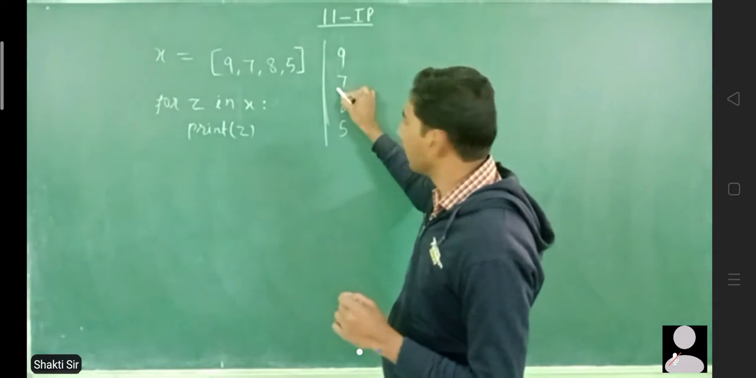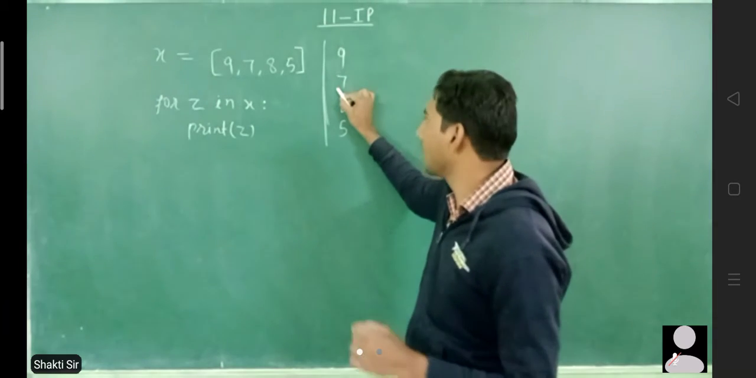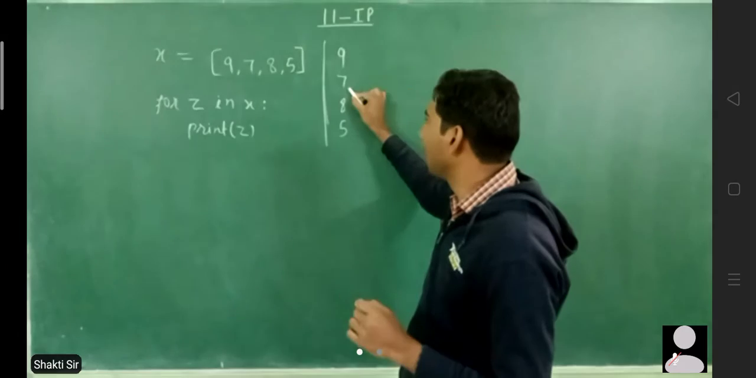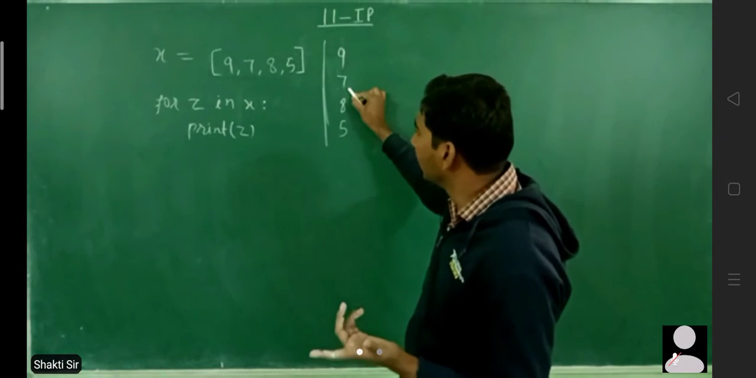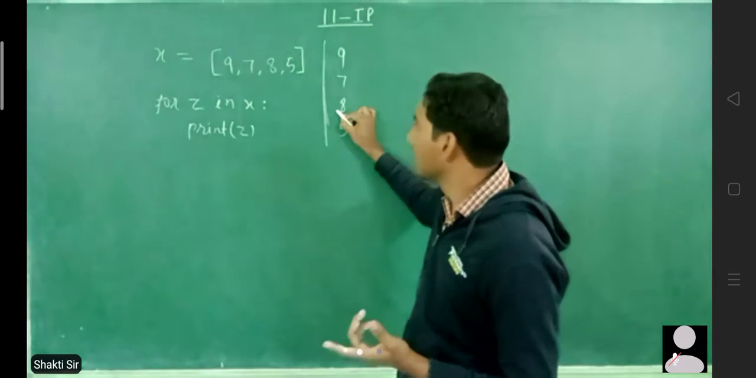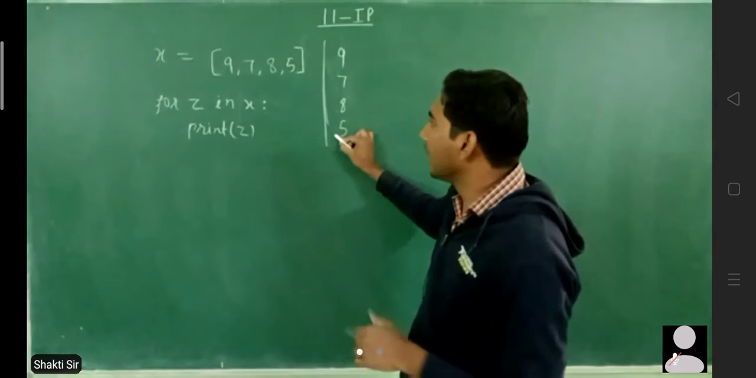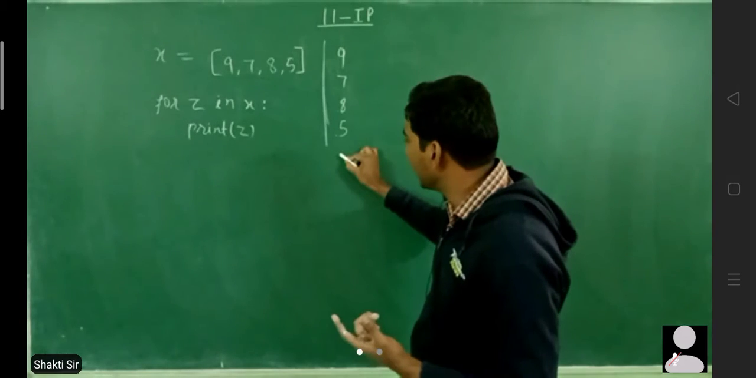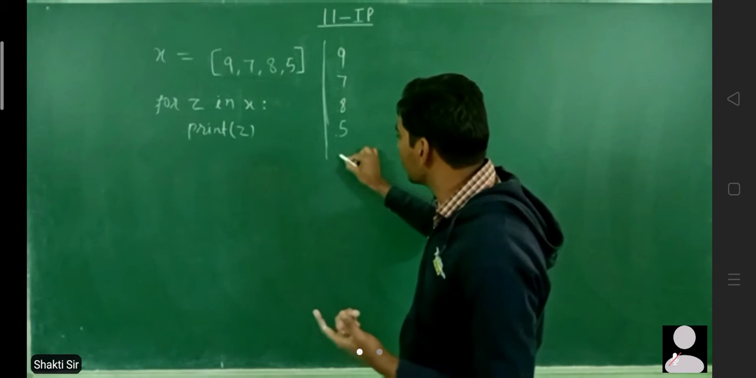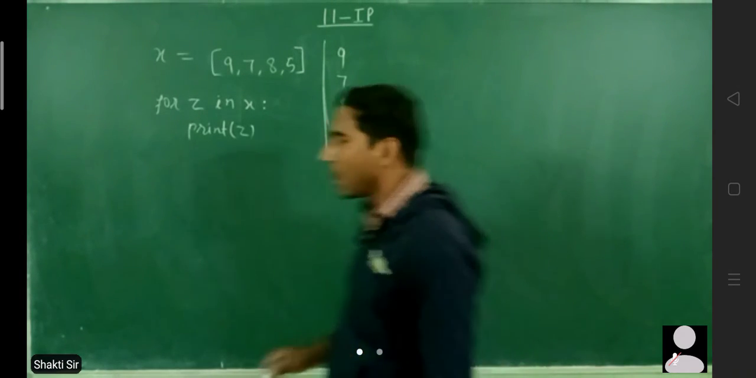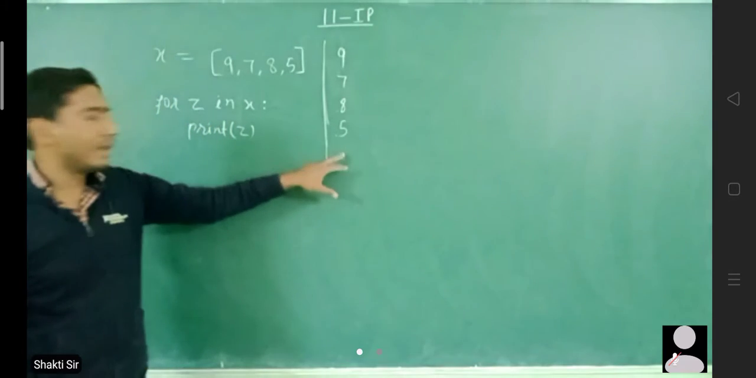So first 9 is printed, then a new line is also printed. So our cursor comes here. Then 7 is printed, then a new line is printed, then the cursor comes here. Then 8 is printed, then a new line is printed, then the cursor comes here. Then 5 is printed and a new line is printed.